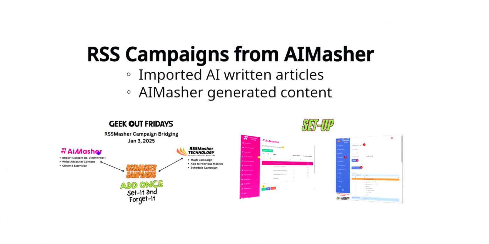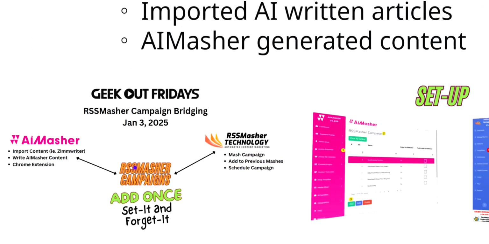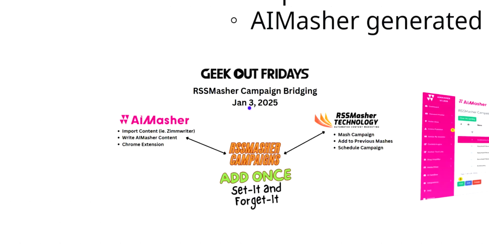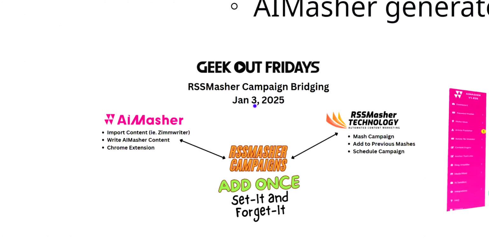So you bring it in, import content, very easy now. There's a webhook. And I put in a video about how to set up a webhook to go directly from ZimWriter into AIMasher. We're going to probably do some more very specific training. If you want to see this and you're a Geek Out Friday member, January 3rd, just review this. It's about an hour and 15 minutes long, and it goes specifically over how to do all this. But we're going to cover a lot of it today.